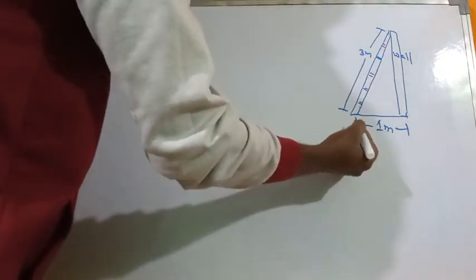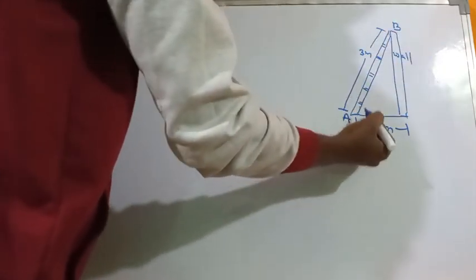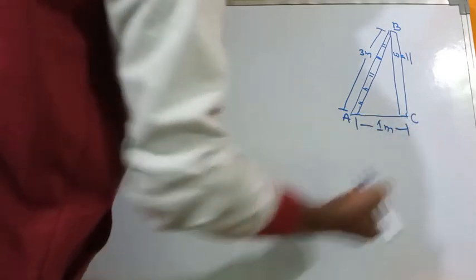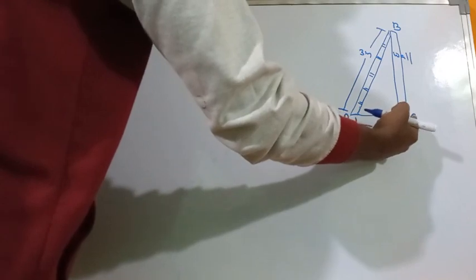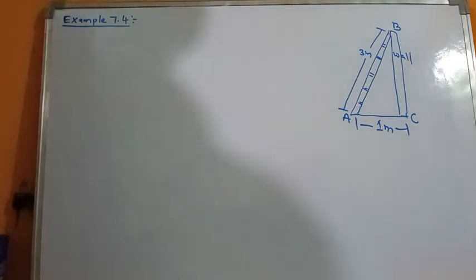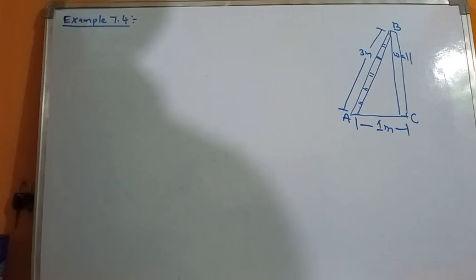So let us see. Suppose this is A and this is B. That is AB is our ladder, and the wall is C. Sorry, wall is C and ladder is A. The distance is 1 meter. Okay, then according to the question, we have to find the reaction forces of the wall and the floor. Reaction forces by the wall and by the floor.